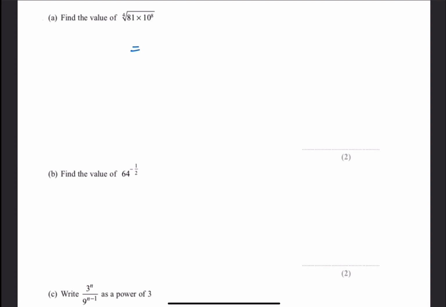So if you look at it, 81, you're rooting it to the 4. So what number can 81 be written as? 3 to the power 4 is 81, times 10 to the power 8. Okay, that's all right. If you're doing it to the power 4, I can cancel this and then divide everything by 4. So divided by 4, that makes it 1. If I divide it by 4, that makes it 2.